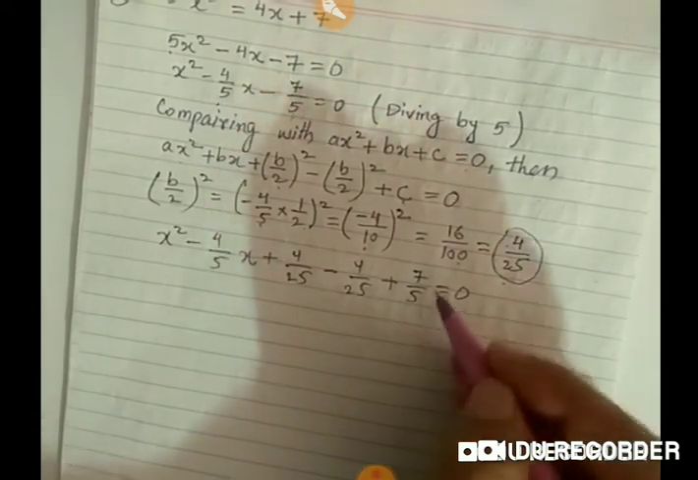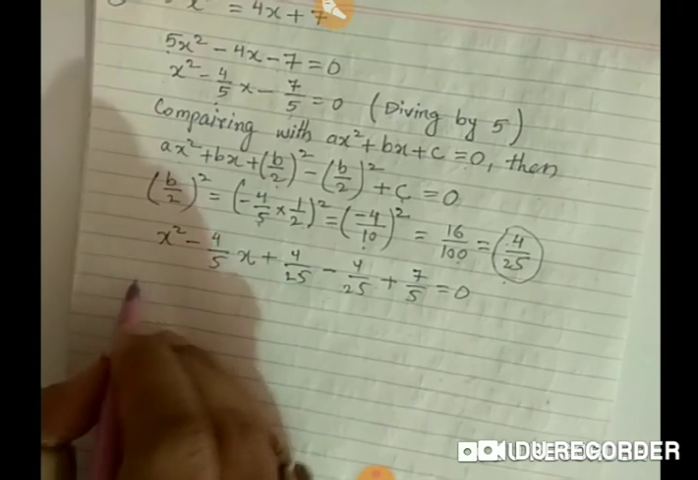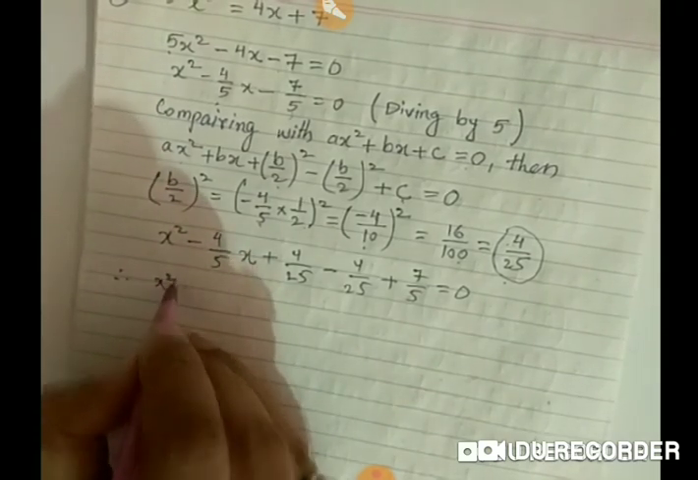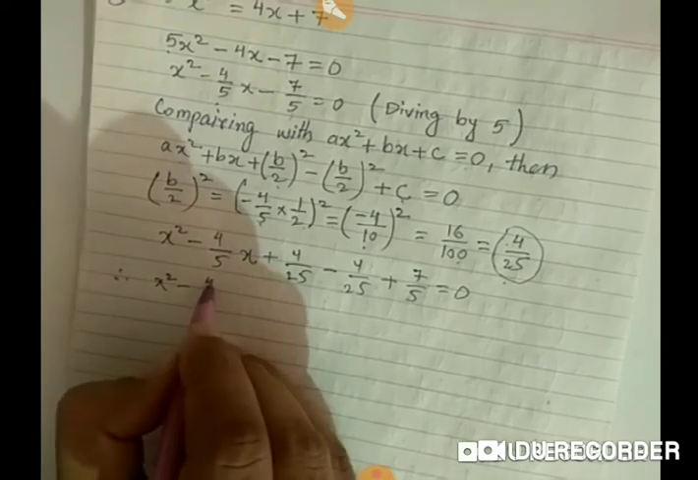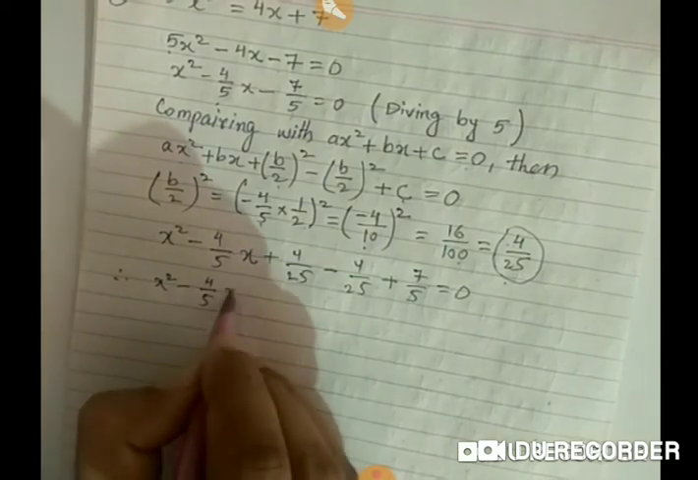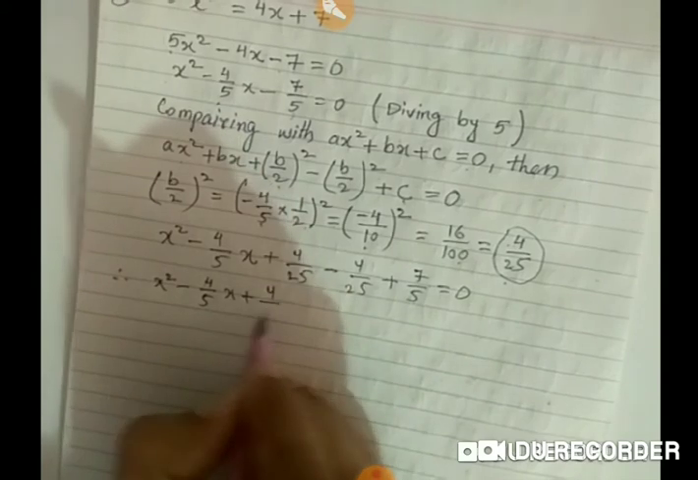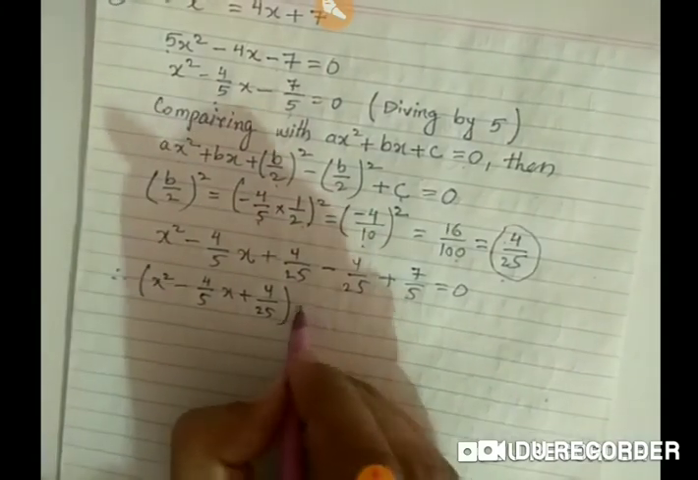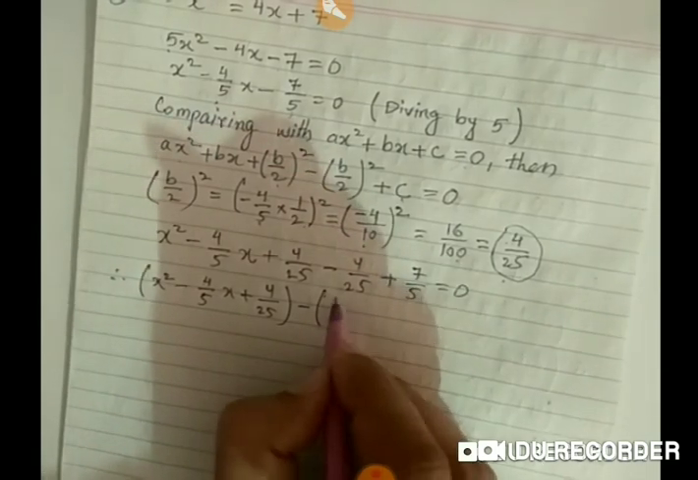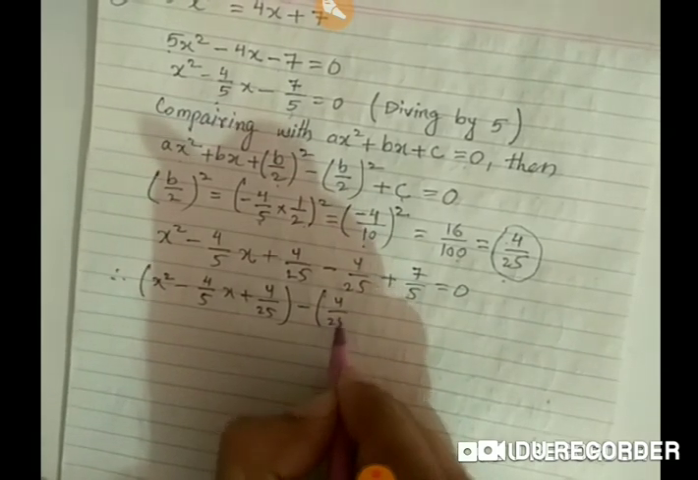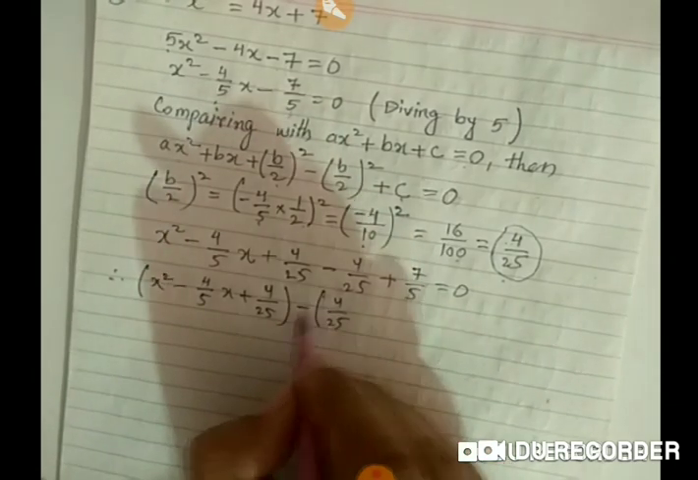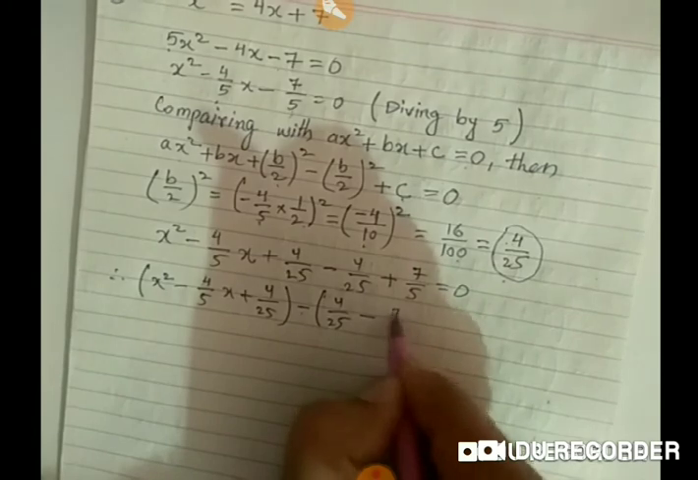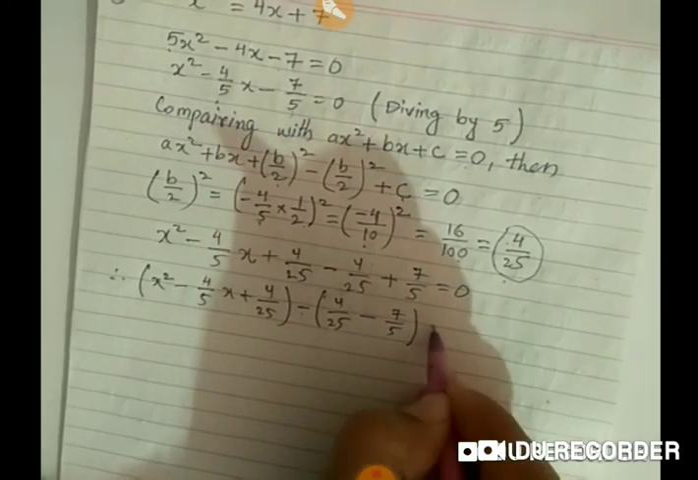Now again we have 5 terms. We will categorize them. First 3 together, last 2 together. X square minus 4 by 5 x plus 4 by 25 in first group. In second group, I'll take minus 4 by 25. Since I'm taking minus as a common factor, so this plus will change to minus 7 by 5 is 0.